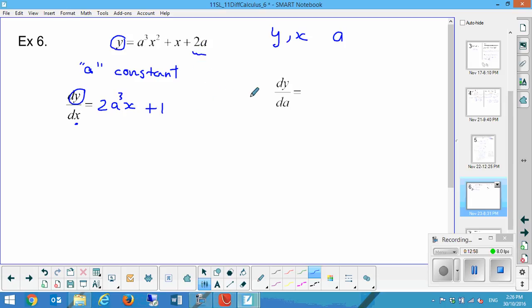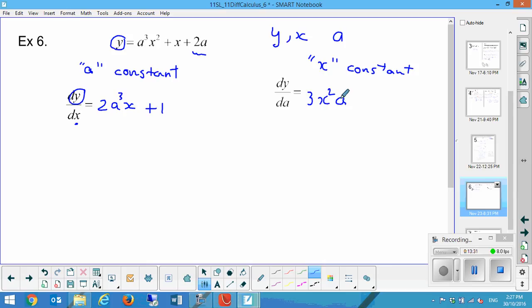Whereas here, we're now saying differentiate y with respect to a. So in this one, we're going to consider that x is like a constant. It's not going to be differentiated. So it's like we've changed our variables. Now, if I look at here, with respect to a, I've got a cubed. So now my 3 comes down the front. I have x squared. It doesn't change because I'm not differentiating with respect to a.